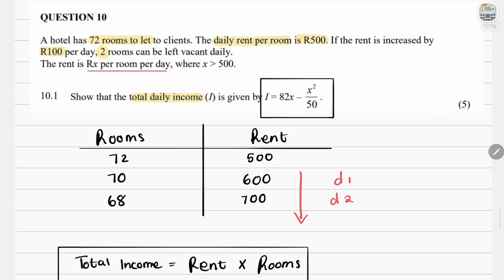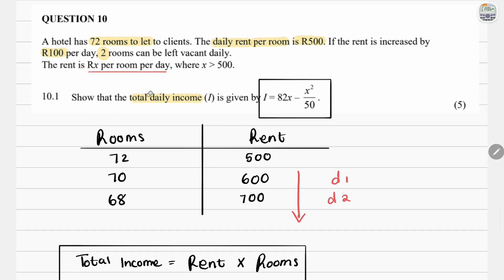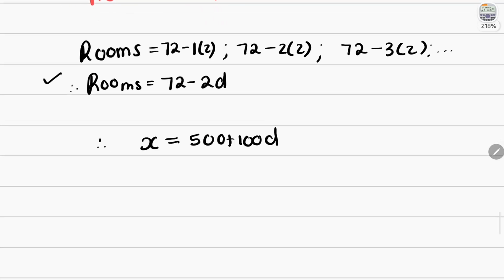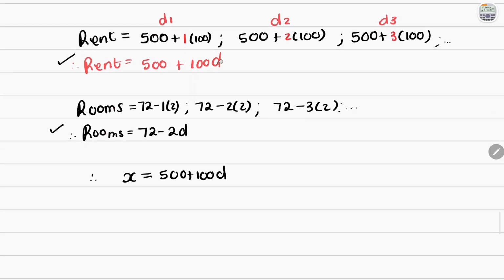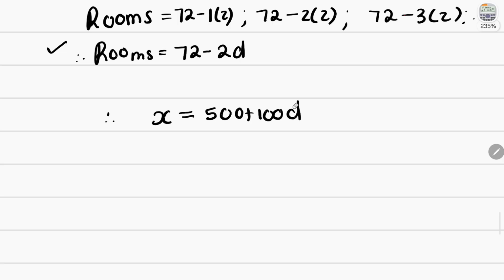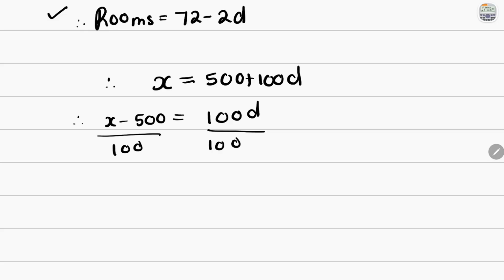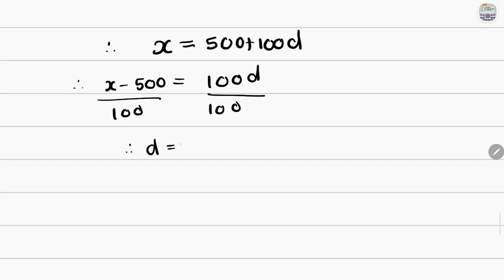And we're really just trying to find a general term for the income, the total daily income of this hotel. And now that we have this, because we can see that we just have to take that rent, multiply by the rooms, but they're still in terms of D. Let's go ahead and make D the subject so that we can find D in terms of X. And so we have X minus 500 is equal to 100D. And if we divide both hand sides by 100, then it means that D is simply equal to X over 100. Well, I can just write it as X over 100, or 1 over 100X.